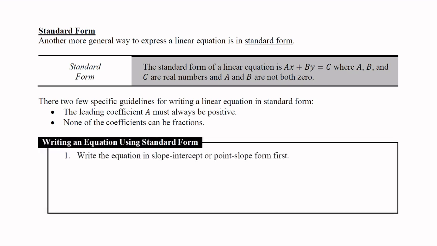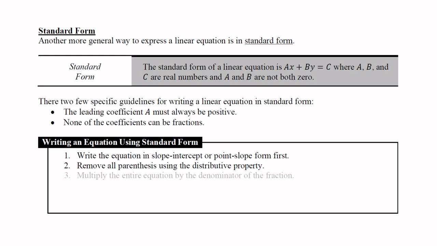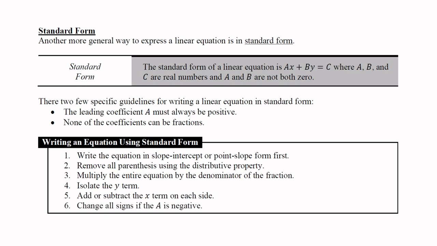So to write an equation using standard form, you're going to write the equation in slope-intercept form or point-slope form first. Then remove all parentheses using the distributive property. Multiply the entire equation by the denominator of the fraction you have. Isolate the y term. Add or subtract the x term on each side. And then finally change all signs if the a is negative.